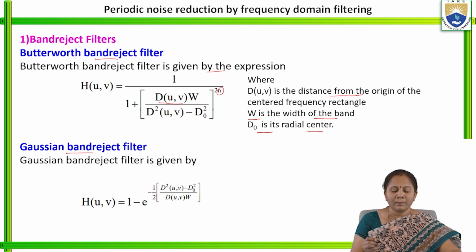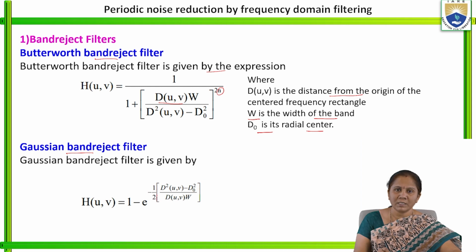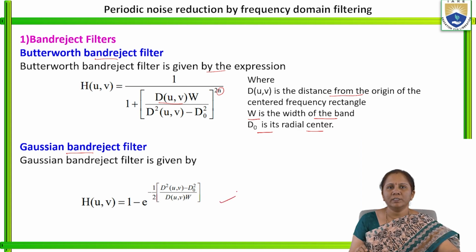Mathematically, this Gaussian band reject filter can be expressed as H of u comma v is equal to 1 minus e power minus 1 by 2 into D square of u comma v minus D naught square by D of u comma v into W, whole square. So this is the mathematical expression for the Gaussian band reject filter.